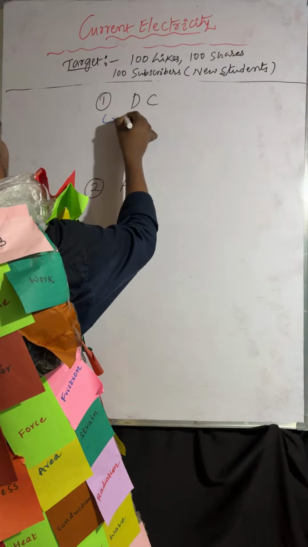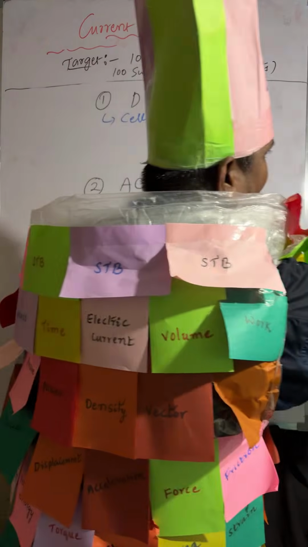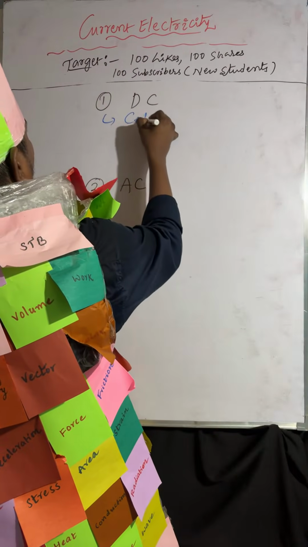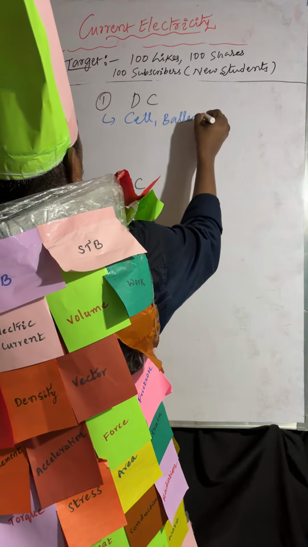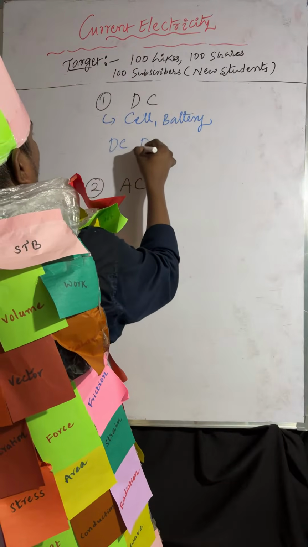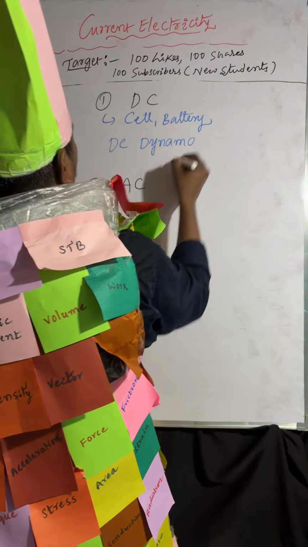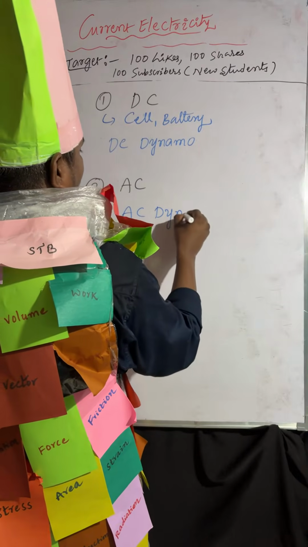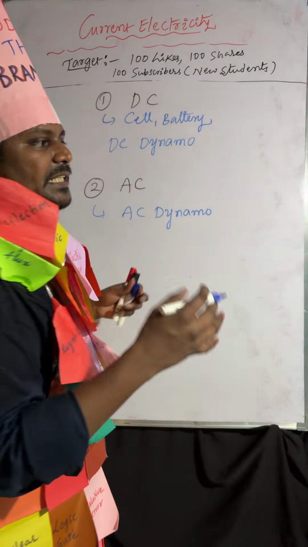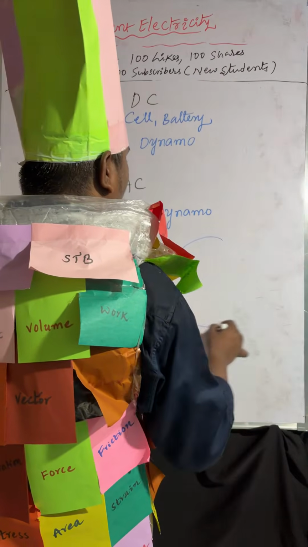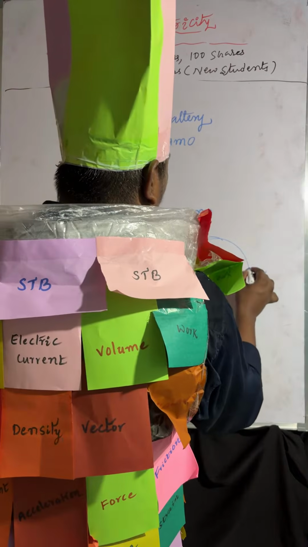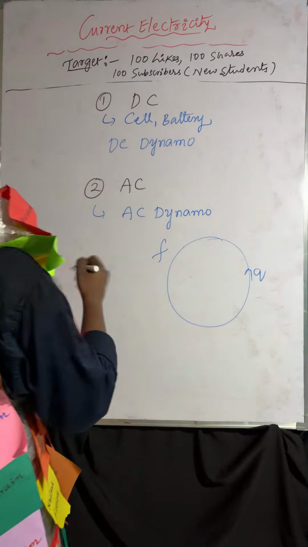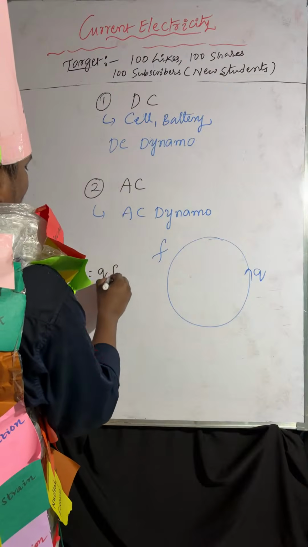DC examples: cell, battery, and DC dynamo. Coming to AC, AC dynamo. If the charge is moving in a circular path with a frequency f, then I equal to Q into F.